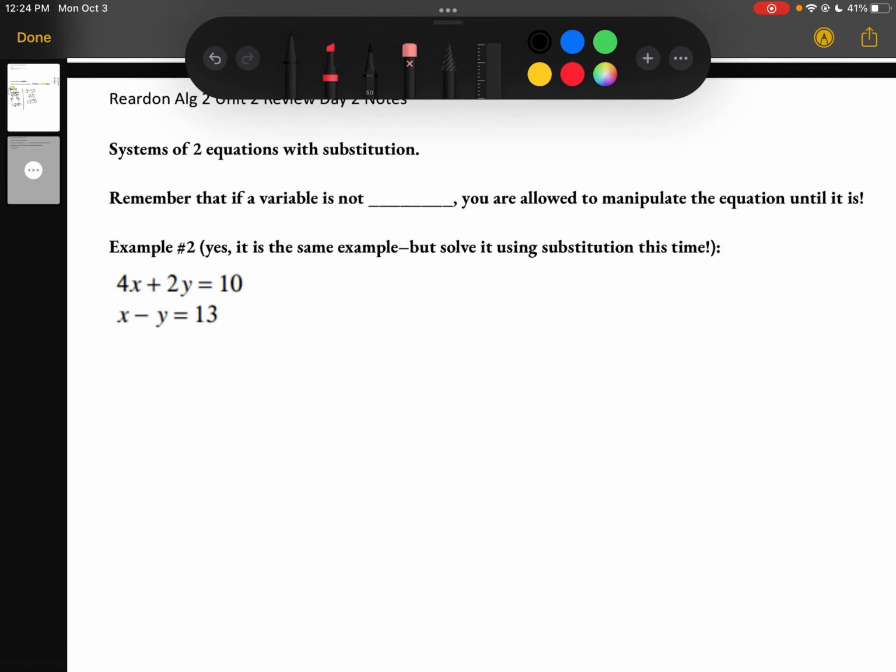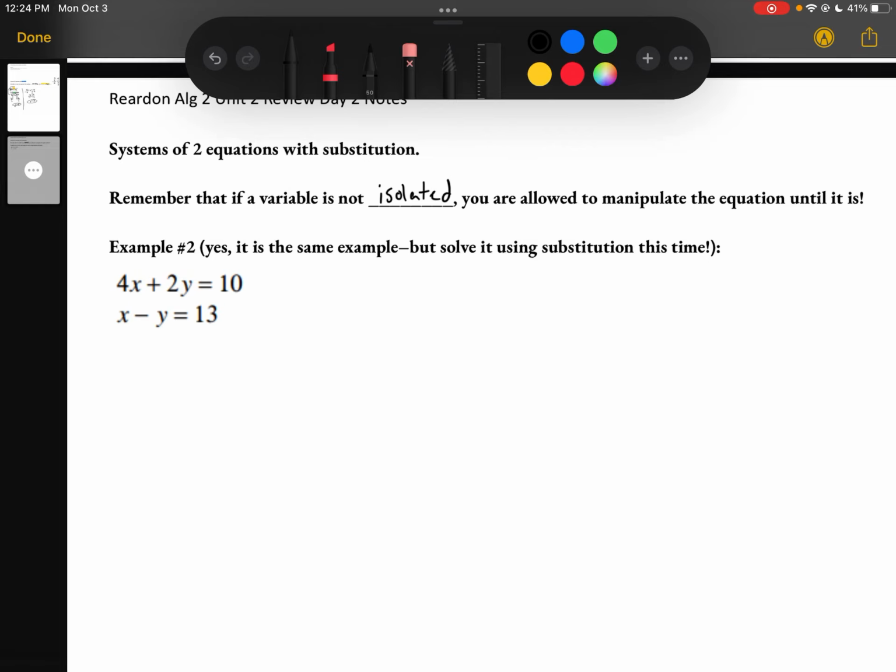So a couple of things here that basically are challenging with substitution, and it's generally when the variable isn't by itself. So remember, if a variable is not isolated, that means not by itself, you are allowed to manipulate the equation until it is. That's just a fancy way of saying if it's not isolated, move it around until it is isolated. And we are actually going to do the same example.